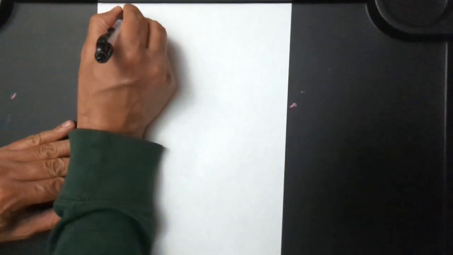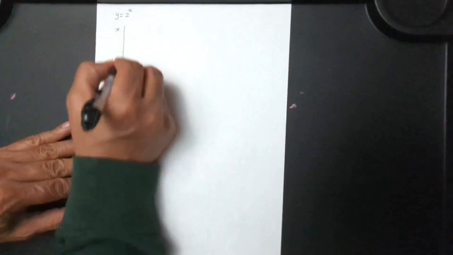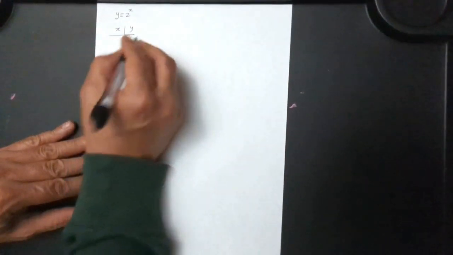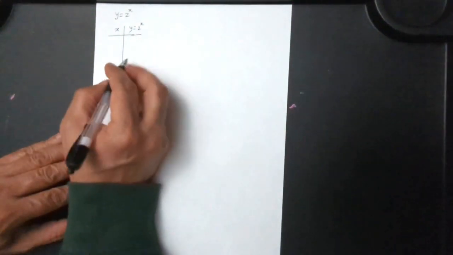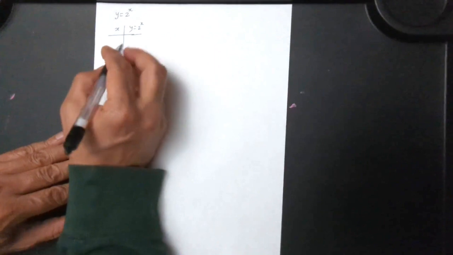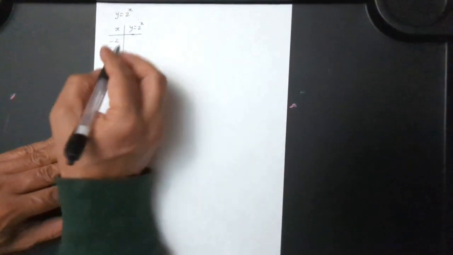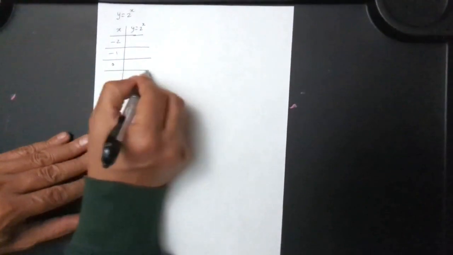Let's consider the simple exponential function y equals 2 to the power x. Okay, again let's make a table for it, table of values. Y equals 2 to the power x. Let's pick some example values of x. We can probably pick the same values. -2, we could pick any values, but let's stick with the values we picked earlier.